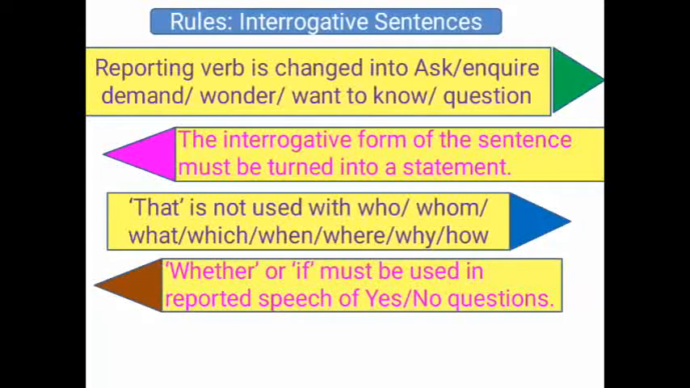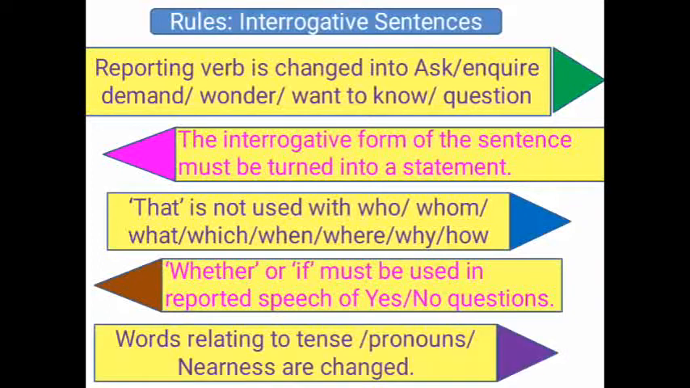Whether or if must be used in reported speech of yes or no questions. So, when we have yes or no questions, we generally begin with auxiliary verbs, wherein the answer would be yes or no. For such kind of questions, we use whether or if as a conjunction. Words relating to tense or pronouns or nearness are changed. As we have learned for the declarative, the same rules apply for the changes of these tenses, pronouns and verbs related to the nearness.